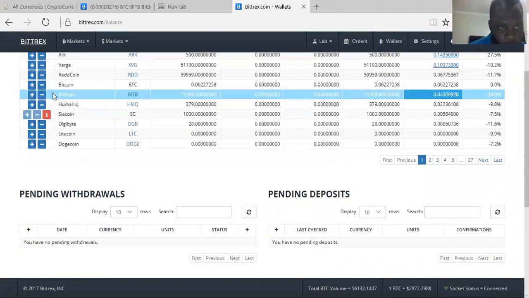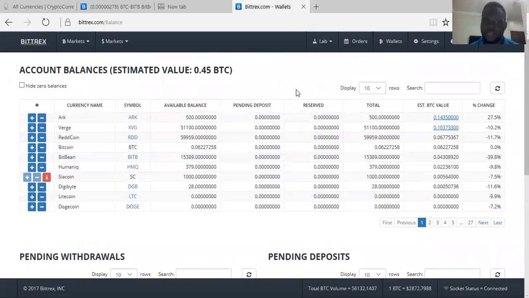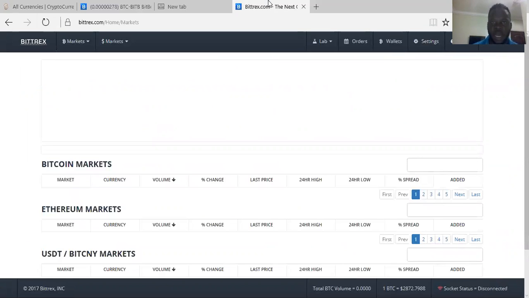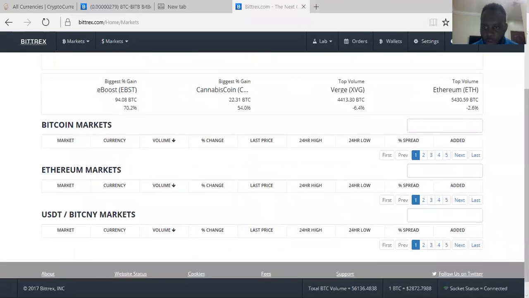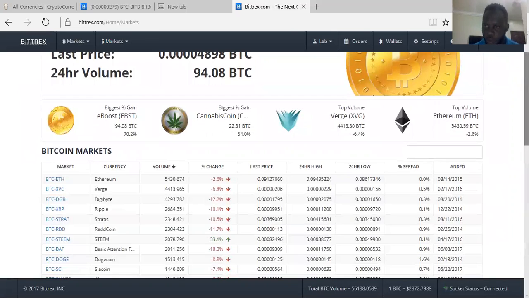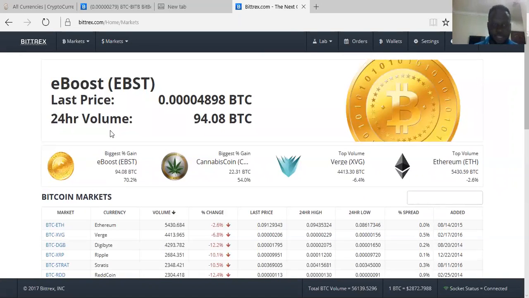Bitcoin, what you do is this. Before you even come to your wallet, first of all, you've got to be familiar with the Bittrex market. You've got to be familiar with the Bittrex exchange. I'll quickly show you how this is done. Now you just come to the front page, the home page for Bittrex. And this is it.